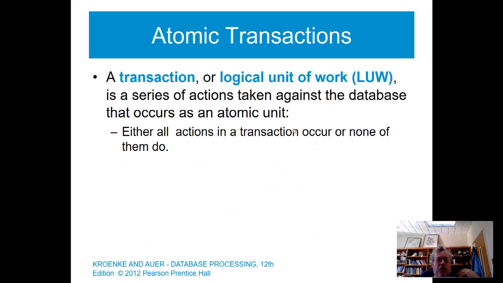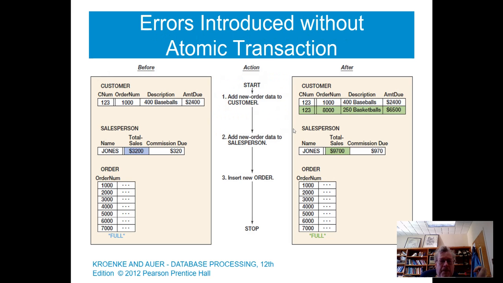This idea is more formalized as atomic transactions. A transaction, or a logical unit of work, Cronky calls it, I've never heard anyone else call it that, is a series of actions taken against the database that occurs as an atomic unit. So either all the actions in a transaction occur or none of them occur. It's a key concept to get your head around.